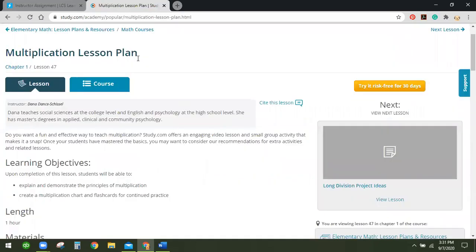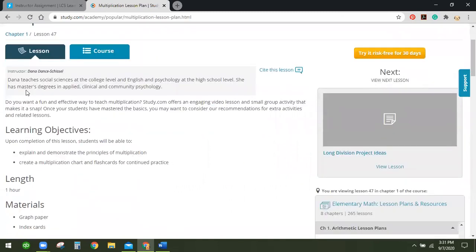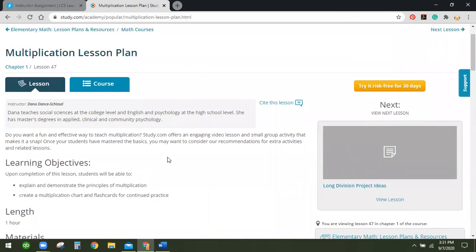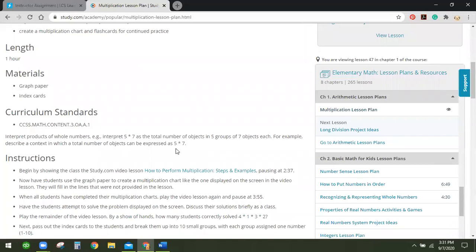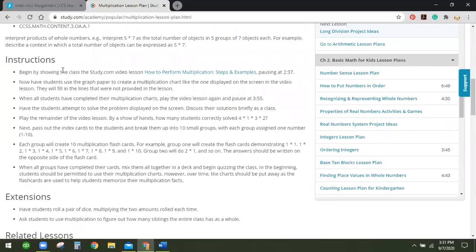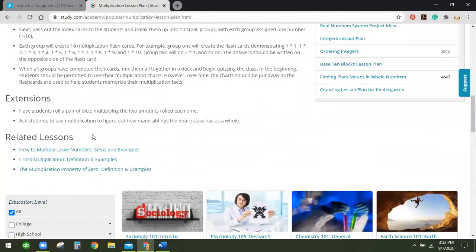I found this multiplication lesson plan. When I look at this lesson plan, I see they have learning objectives, materials. Here is my standard. And they give me step-by-step instructions on how to teach the lesson and some extensions.